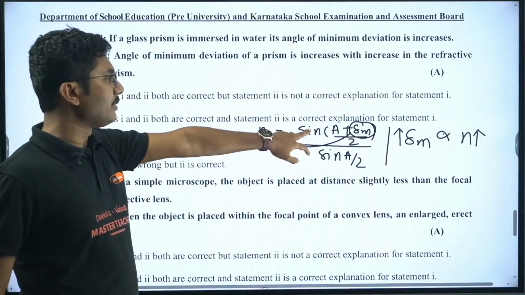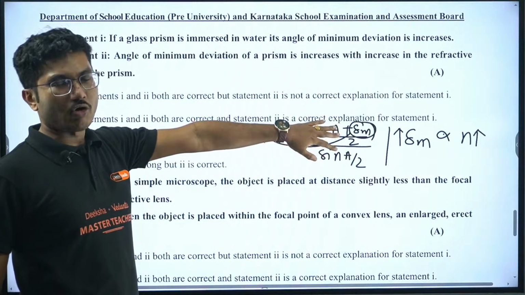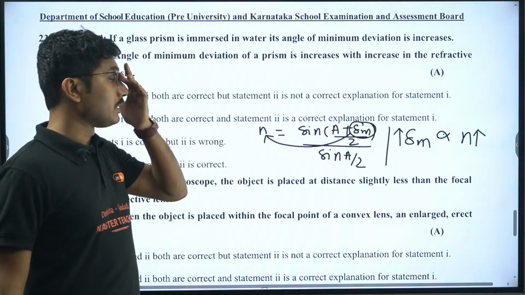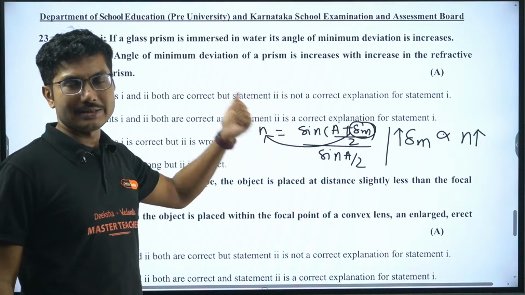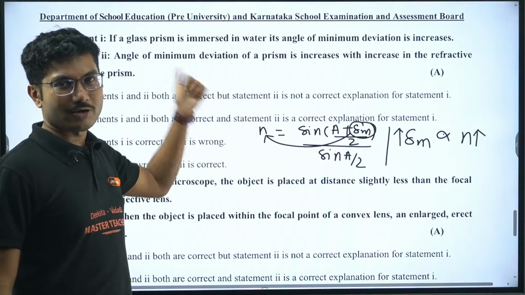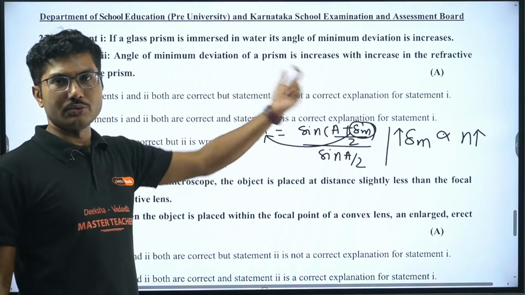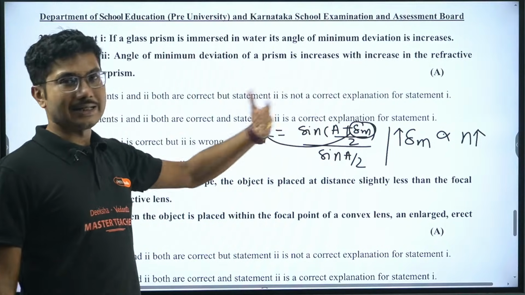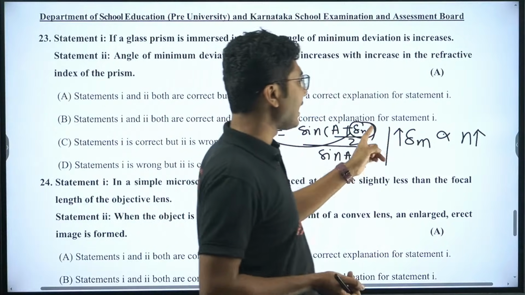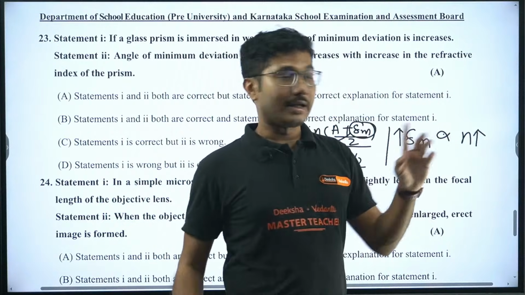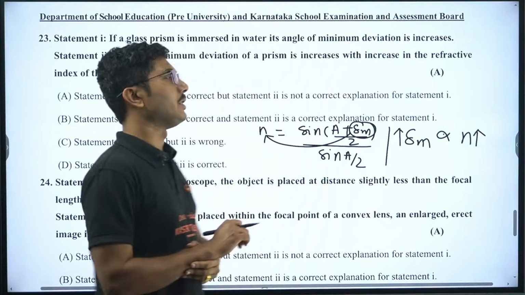This is only possible because of the sine angle. If it is a cos angle, it is not so simple, because cos does not increase, cos can decrease. Cos starts at 1 and goes to 0. Only sine starts from 0 and goes to a higher value as the angle increases. So that's why we can say that if n increases, delta will also increase.